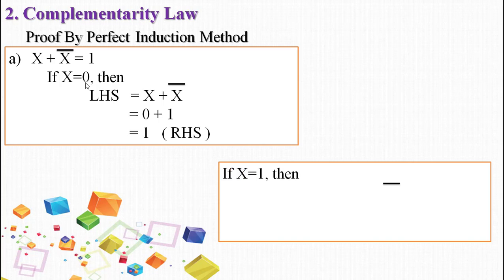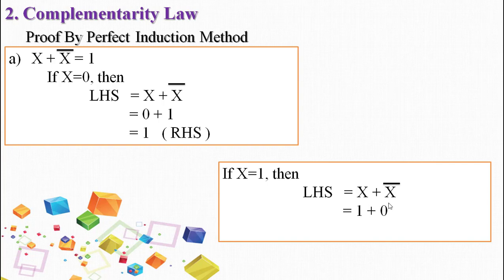Now let us assume the value of x is equal to 1. Then we will see the left hand side part of the expression is x plus x bar. So the expression will be substituted with the value of x being 1 and x bar being 0.